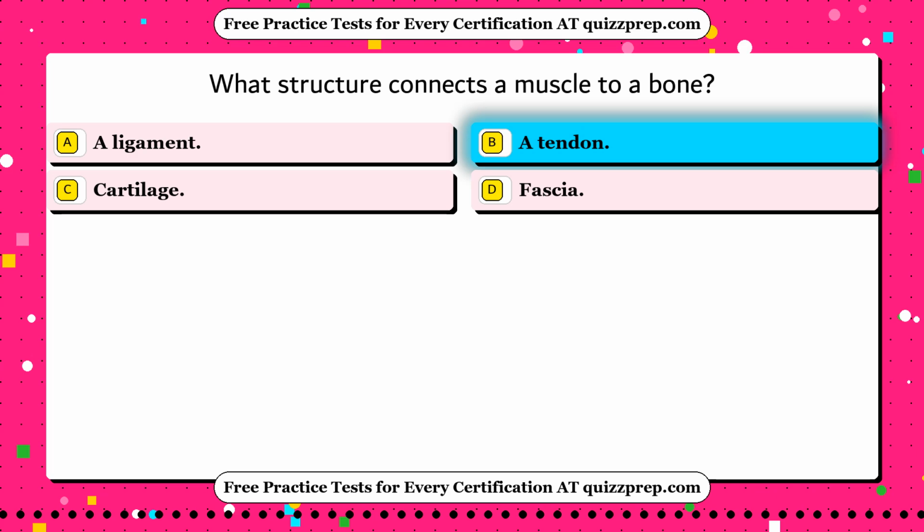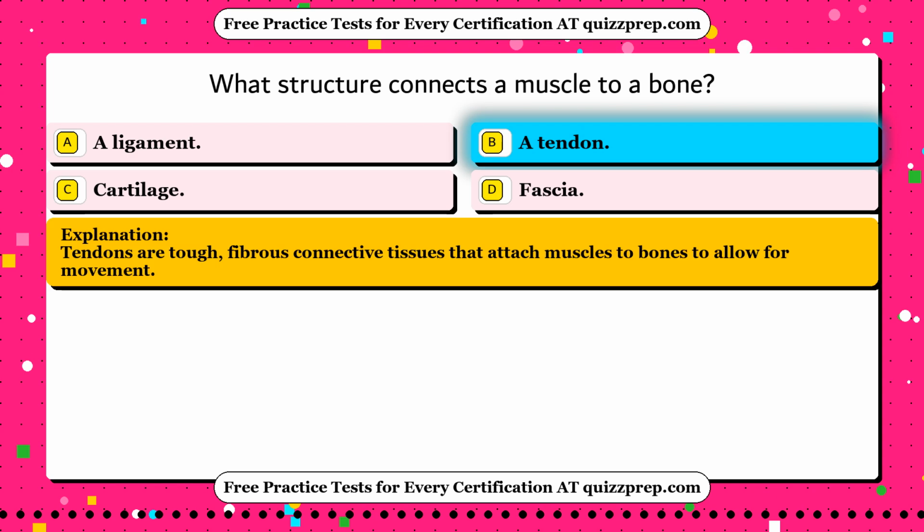The correct answer is option B. A tendon. Tendons are tough, fibrous connective tissues that attach muscles to bones to allow for movement.